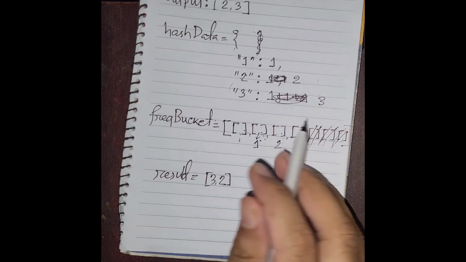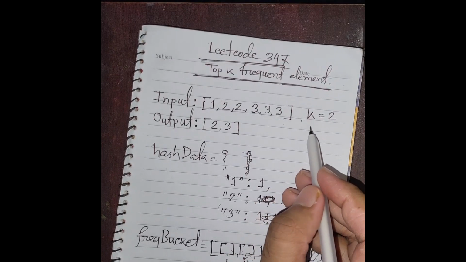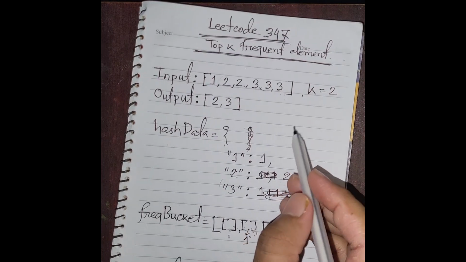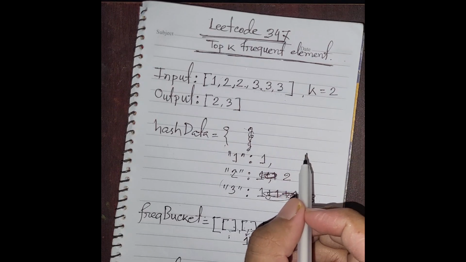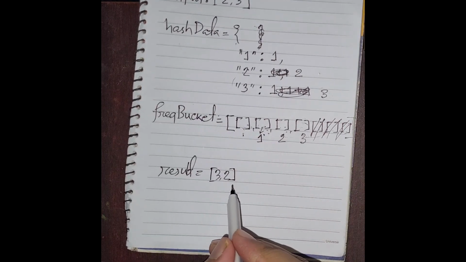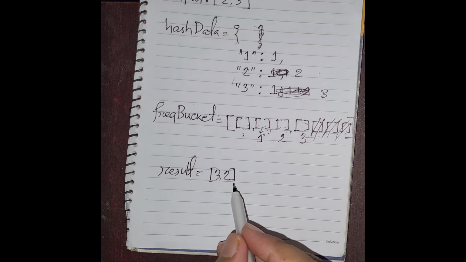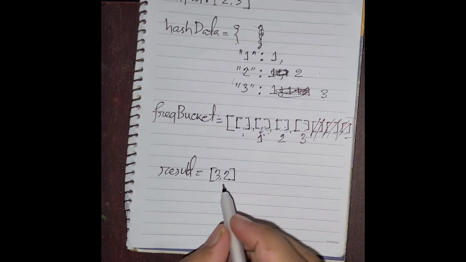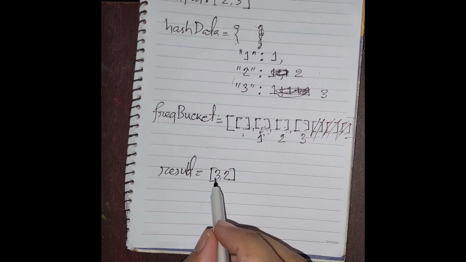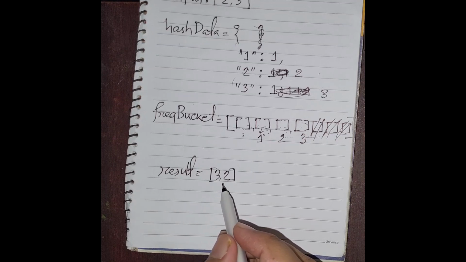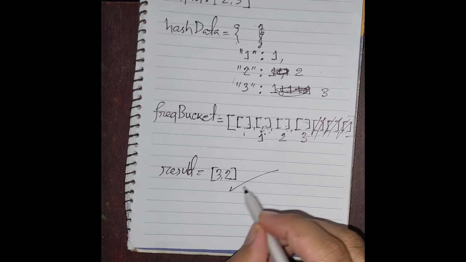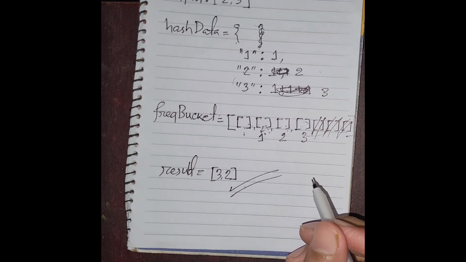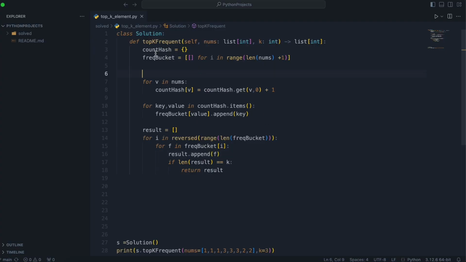Now, do I come to the next one? No, because they said our k is equal to 2. That means we only have to return the 2 most frequent. Okay, so looks like we have found it, 3 and 2. And the problem says it doesn't matter if we return 3, 2 or 2, 3. We can return in any order. So our problem is solved. Now let me show you the code. We have this function, and in this function there is a variable called nums that is given to us.